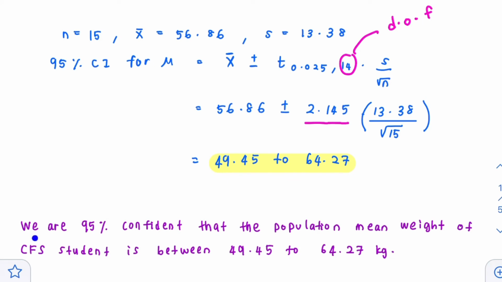So you can say that we are 95% confident that the population mean weight of CFS students is between 49.45 to 64.27 kg. So in this case, you have the mean from a sample of 15, and then you want to predict the whole population of CFS student weight, which is between these two values. So that is the confidence interval when your sigma is unknown.